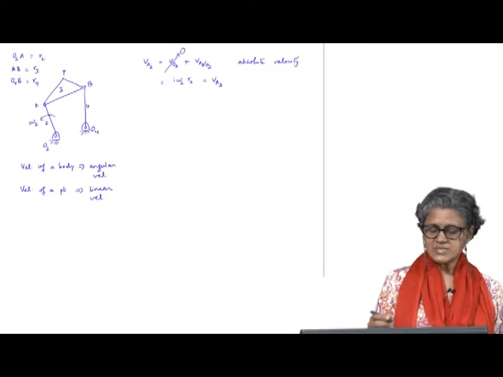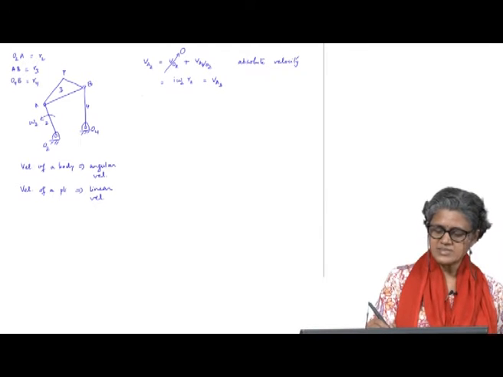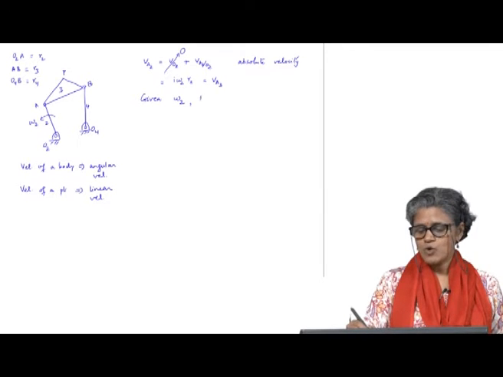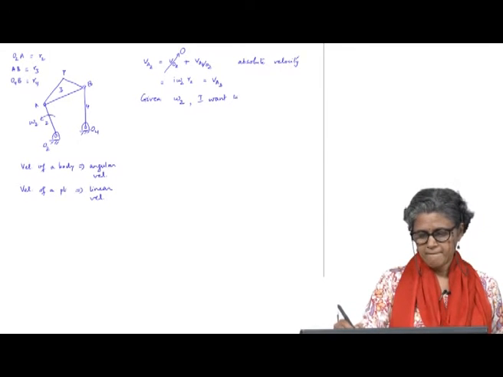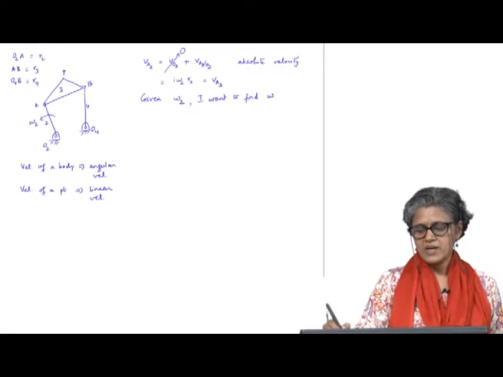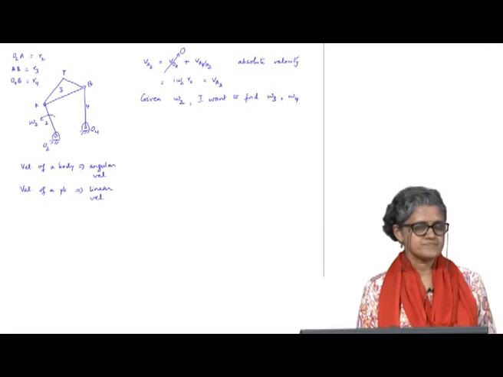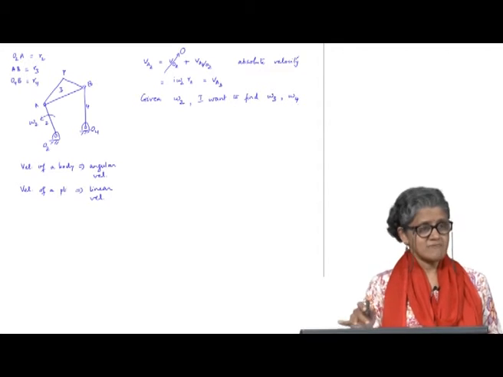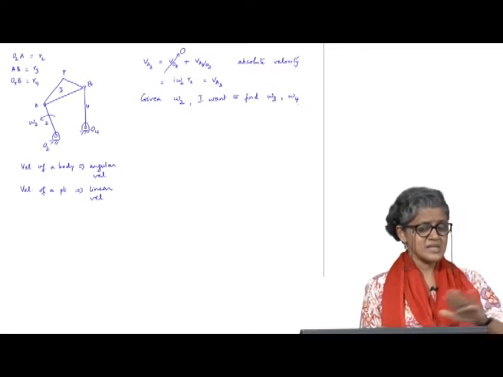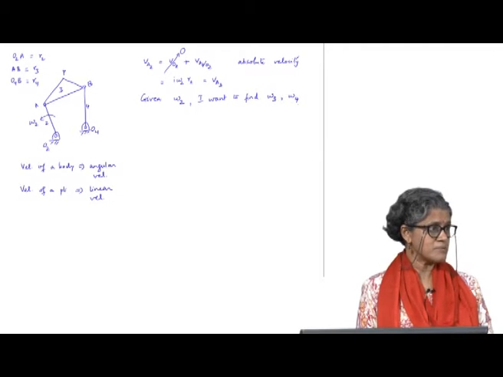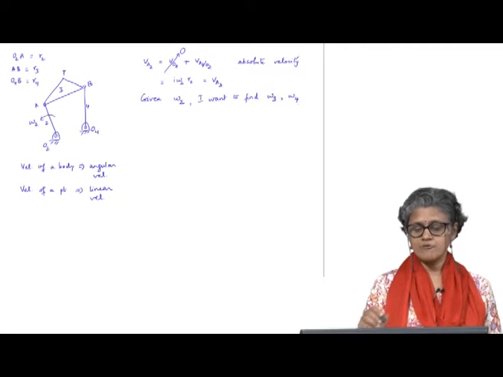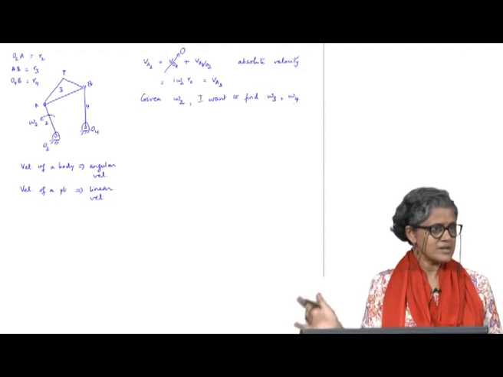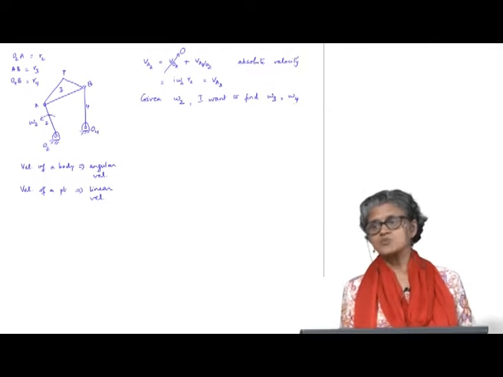The things that I need to find out in my velocity analysis, given omega 2, I want to find omega 3 and omega 4. We will see whether that will be enough to find the velocity. Essentially, I want to find the velocity of any point on the mechanism. But let us say we want to find omega 3 and omega 4, and whether that will be enough for us to find everything else. Given omega 2, this is what I want to find.